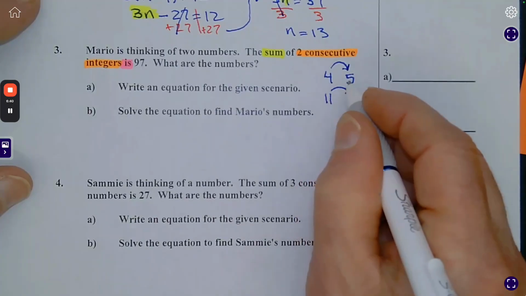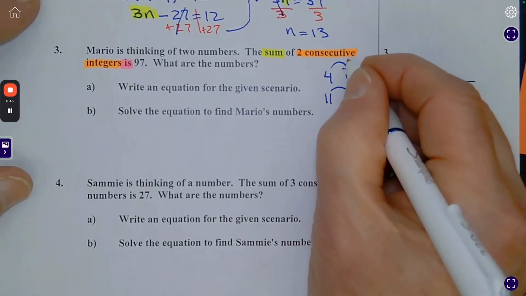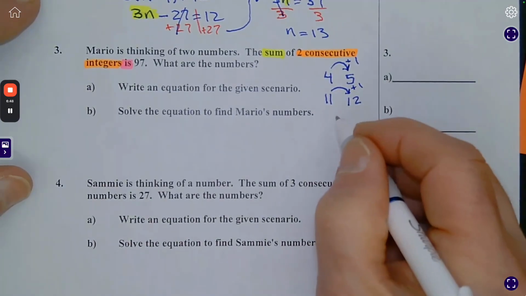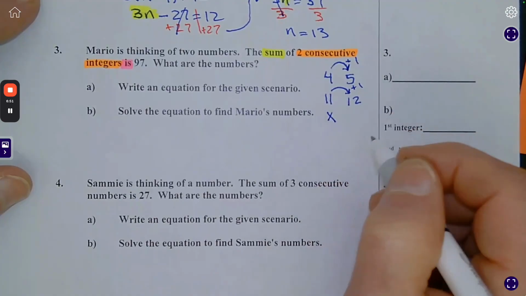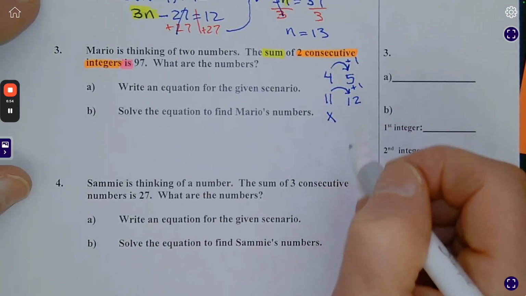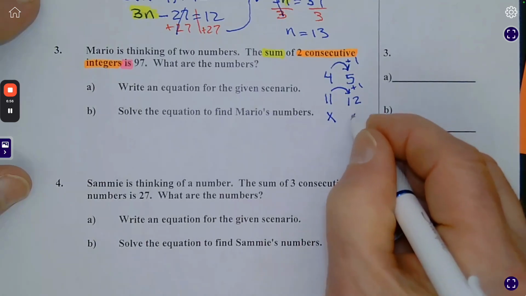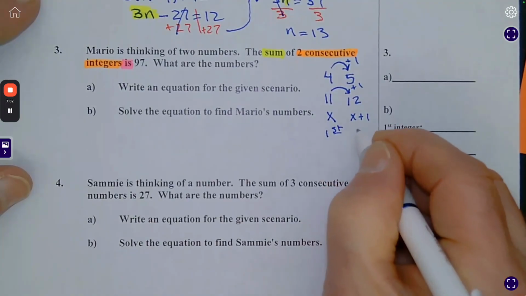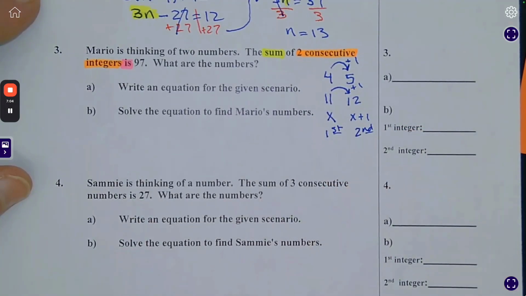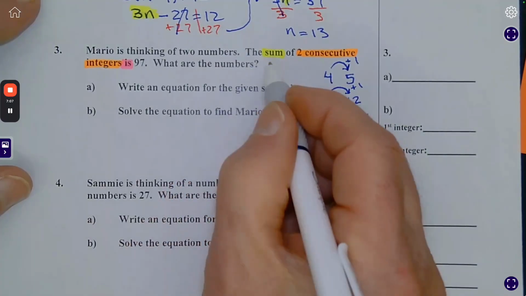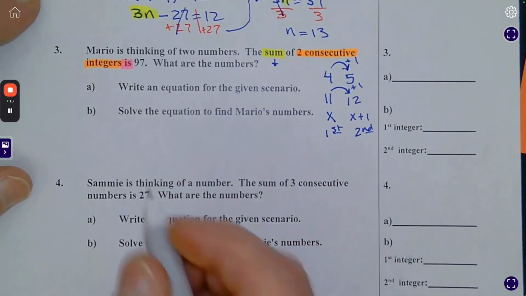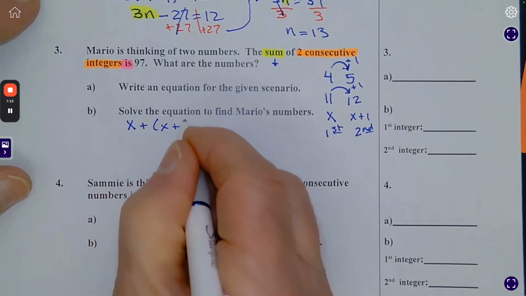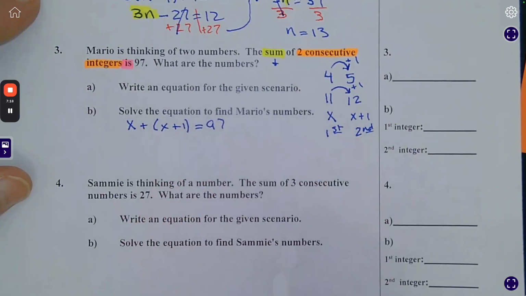Okay, now ask yourself this. How do I get from 4 to 5? By adding 1. Very good. How do I get from 11 to 12? By adding 1. So if I say that the first integer is x, because I don't know what it is, what's the second one going to be? It's going to be x plus 1. Okay, so this is the first integer, and this is the second integer. Notice I'm going to take the sum of them. Sum means addition. So I'm going to take the first integer plus the second integer, and that is 97.